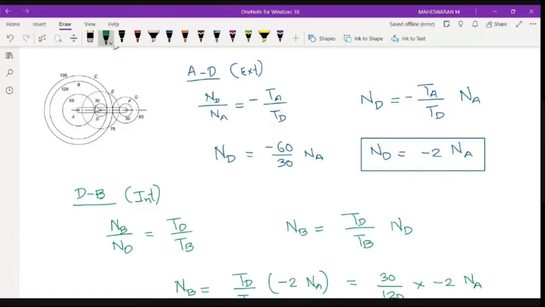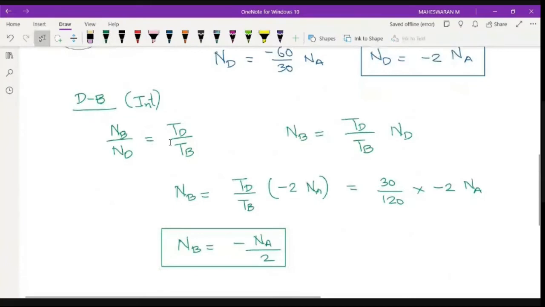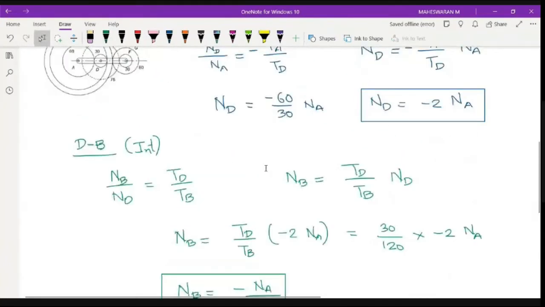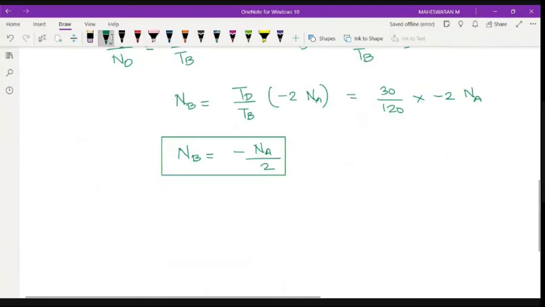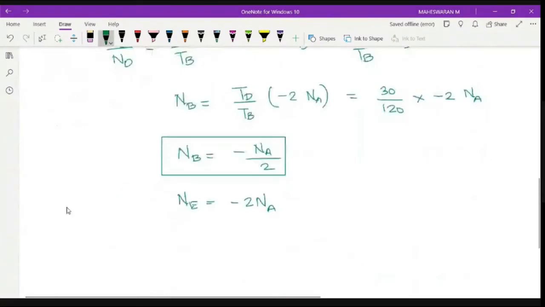Let me start with D again. D and E is the same, so I will write it directly. ND is also equal to NE, which means NE is equal to minus 2 NA, similar to this, because ND is equal to NE. Why is it equal? Because it's a compound gear, these two are equal, so both are the same.